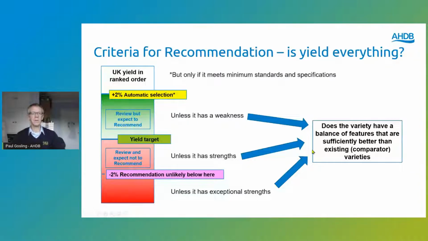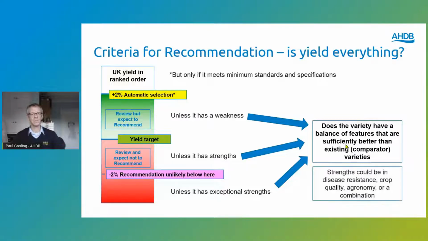What do I mean when I'm talking about strengths? Well, we use what we call comparative varieties. So we assess yield using this, and then we pick comparative varieties, which are varieties with good agronomics and good quality, with which to compare the strengths of a variety. So it may not have the yield, but if it looks better than our comparative varieties, better on agronomy, better on quality, a variety can get recommended. And the strengths could be in disease resistance, crop quality, aspects of agronomy, or we'd like to think a combination of more than one of those.